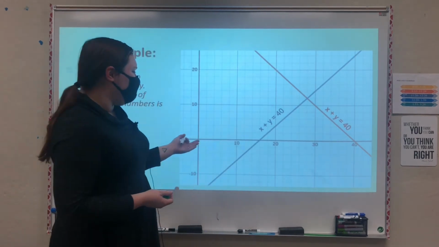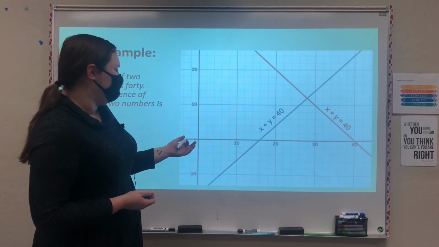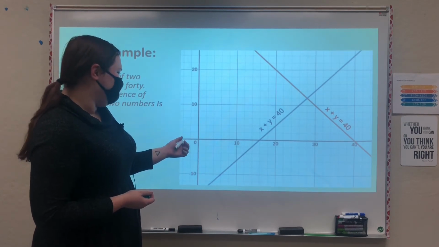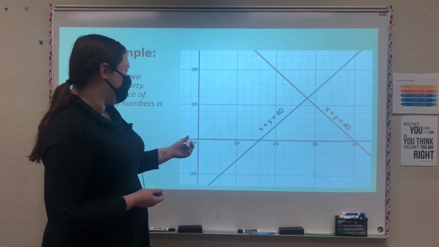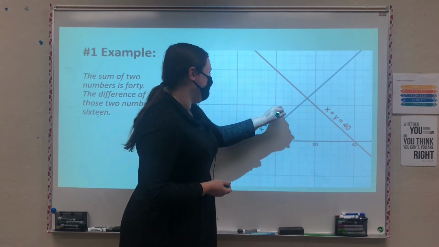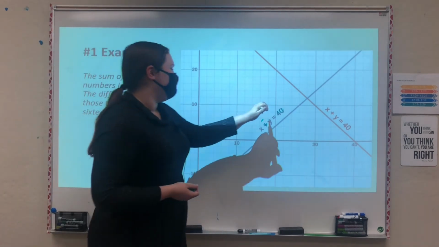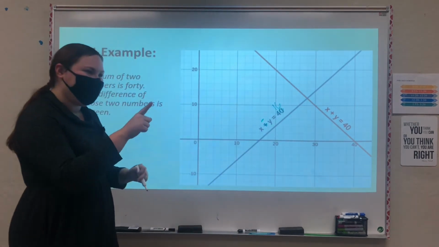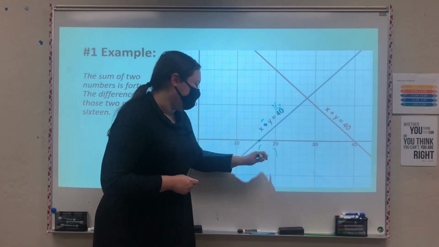No, what's going on here? I labeled them both the same thing. Well, that's not right. Which one? Okay. This one is this equation. And I know that because that point I chose, what are the numbers at that point?